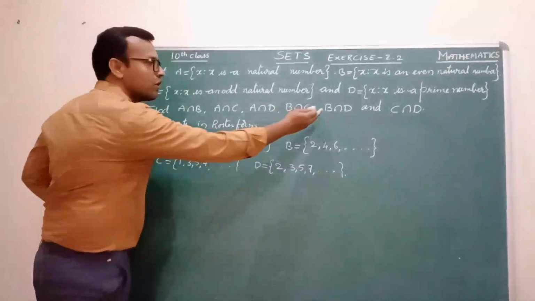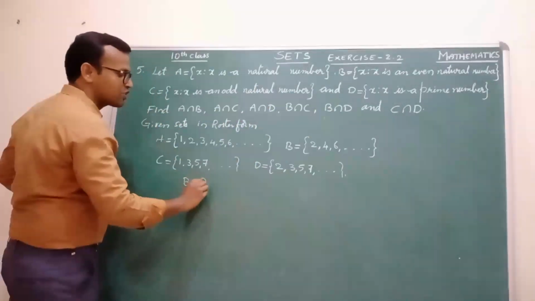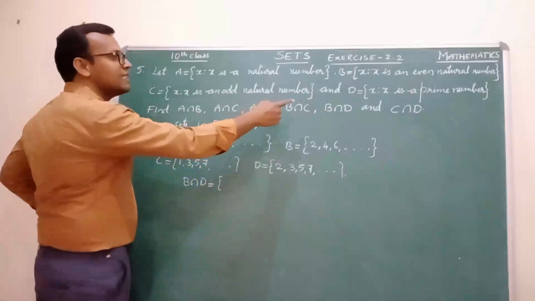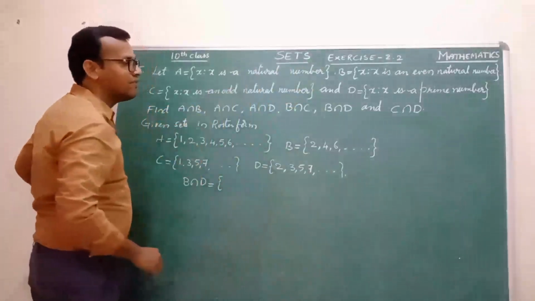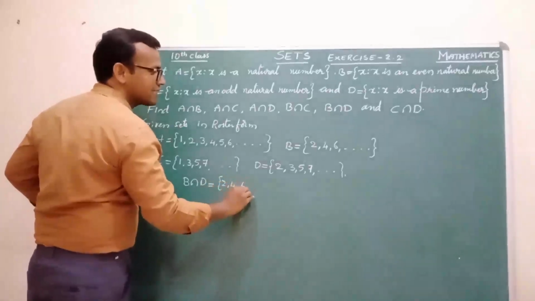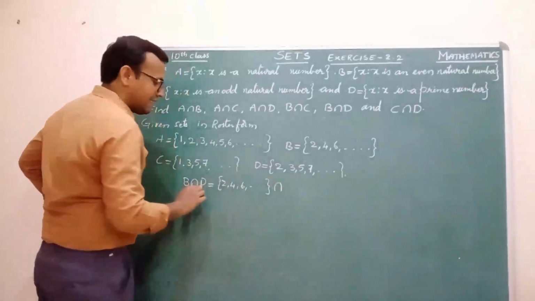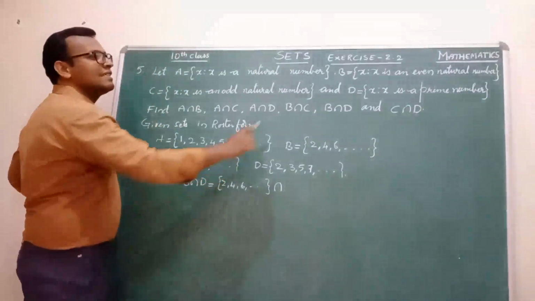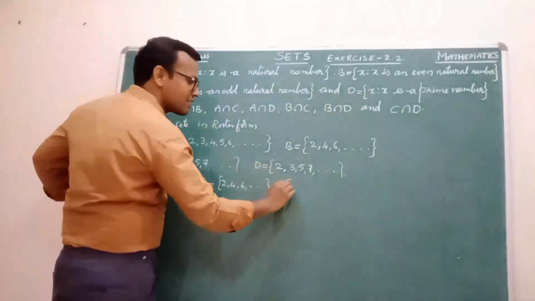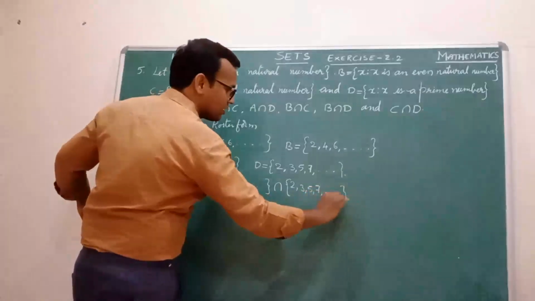Now we have to solve B intersection D. Let me write set B first. What is set B? B is the set of even natural numbers. What are even natural numbers? 2, 4, 6, 8 and so on. Intersection D. What is set D? Set D is the set of prime numbers. What are prime numbers? The set of 2, 3, 5, 7 and so on.